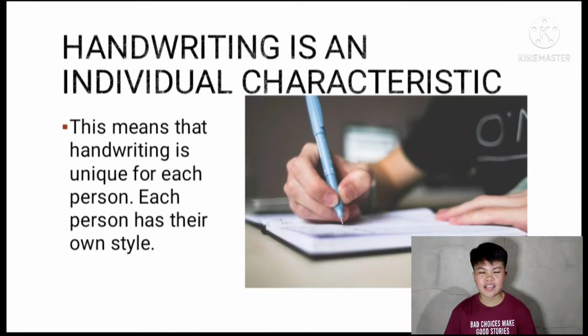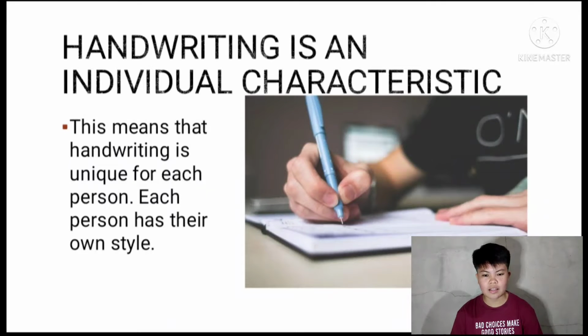Next, handwriting is an individual characteristic. This means that handwriting is unique for each person. Each person has their own style. Handwriting analysts say that people could have a few writing characteristics that are the same, but the likelihood of having any is impossible. The similarity in handwriting would be due to the style characteristics that we were taught when we were learning handwriting in school out of a book. Thus, handwriting is as unique as a fingerprint.